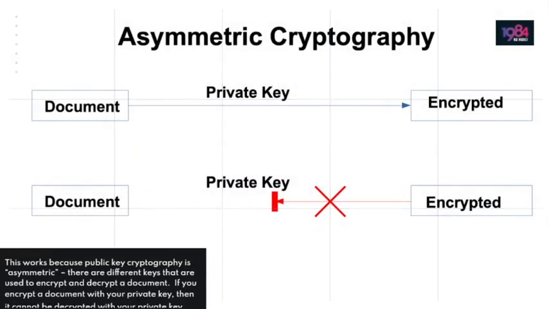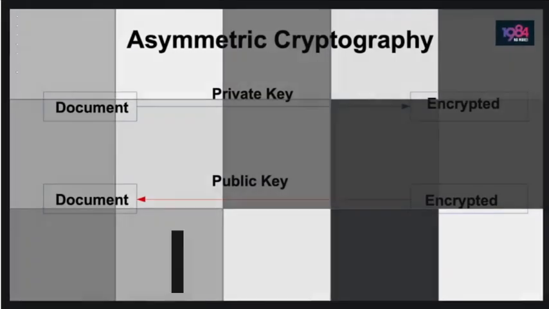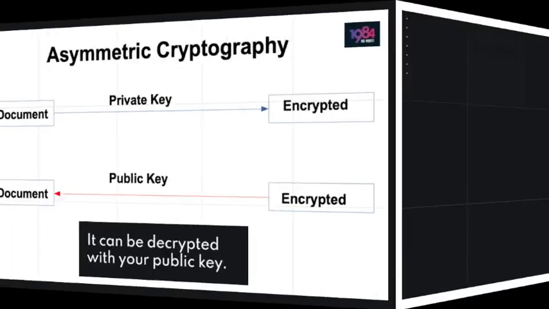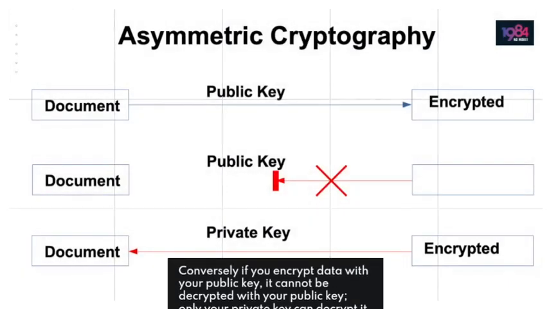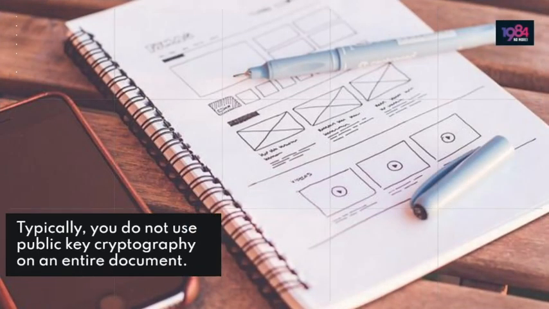This works because public key cryptography is asymmetric. There are different keys that are used to encrypt and decrypt a document. If you encrypt a document with your private key, then it cannot be decrypted with your private key. It can be decrypted with your public key. Conversely, if you encrypt data with your public key, it cannot be decrypted with your public key, only your private key can decrypt it.